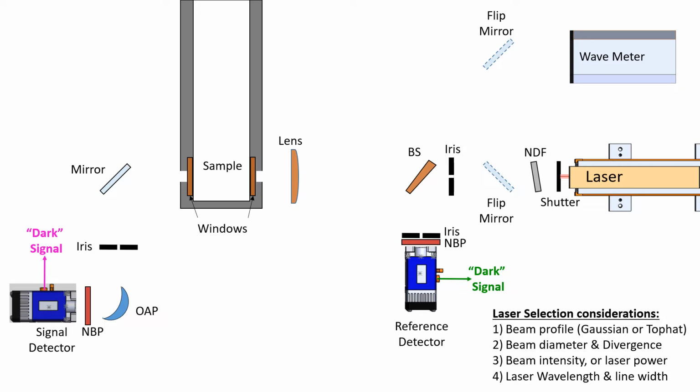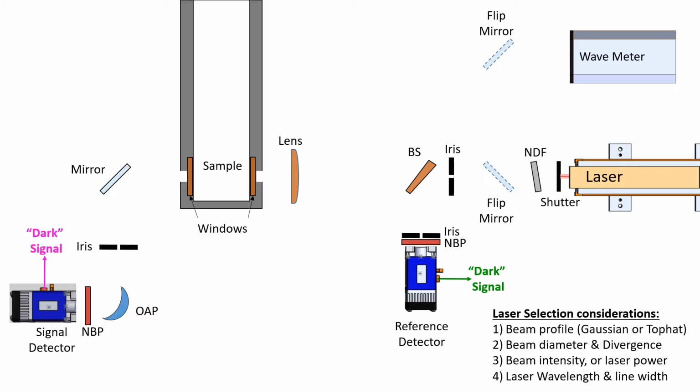There are a few important specs to consider when selecting a laser. These include the beam profile, whether that's Gaussian or top hat. We'll assume this one is Gaussian. Beam diameter and divergence. For example, this particular laser has a diameter of 6 millimeters, but there is some divergence angle, which means the spot size will be larger than 6 millimeters, say 1 meter away.